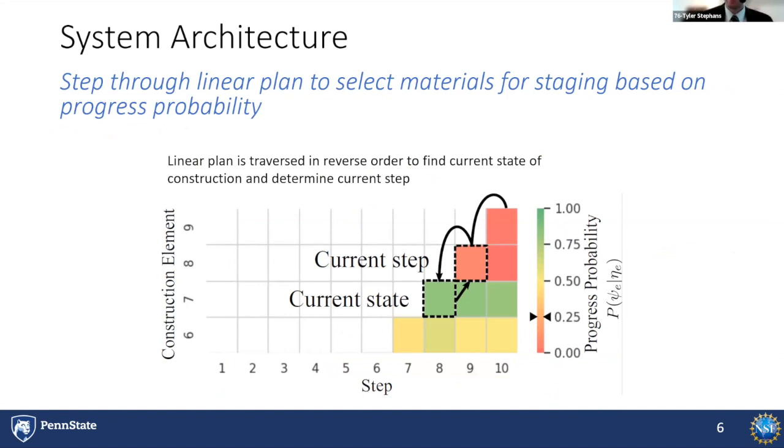So looking at this graph, we start in the top right corner and we determine the probability that the construction site is on the very last step of the plan. And if the probability is below some threshold, we move on to the next previous step and so on until we find a construction state whose probability is above this threshold. And so therefore we say the next step in construction and the next materials that need to be delivered are the next step.